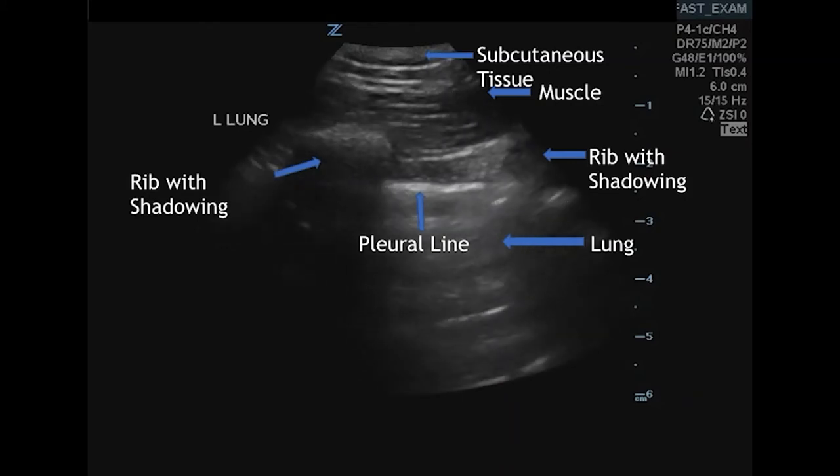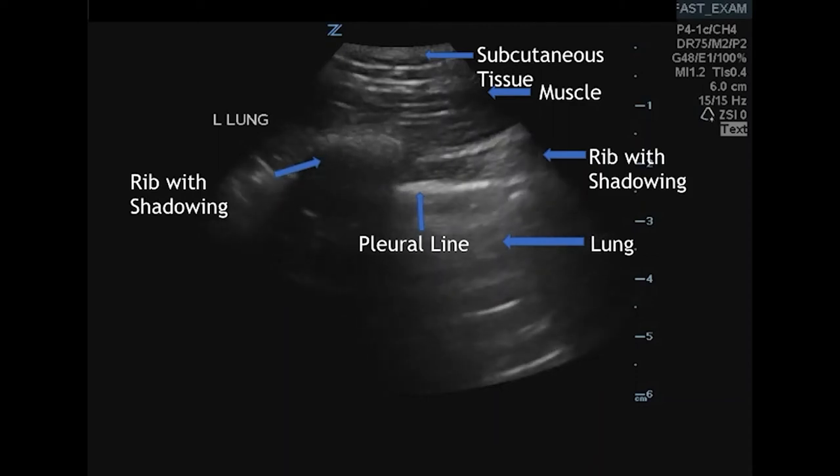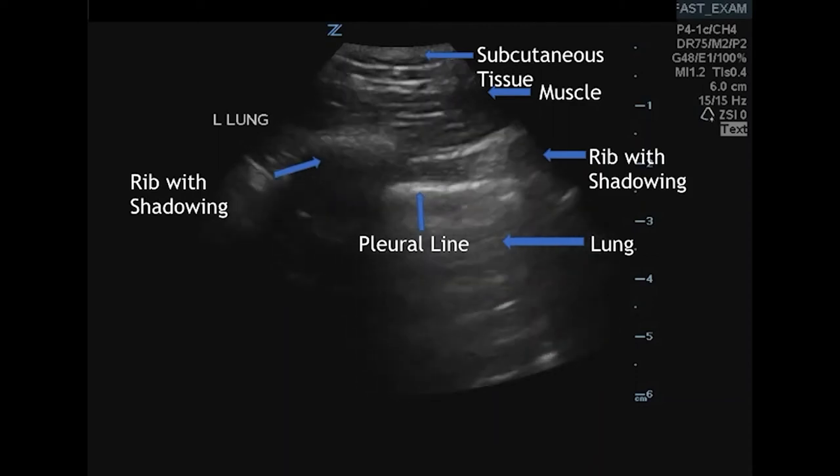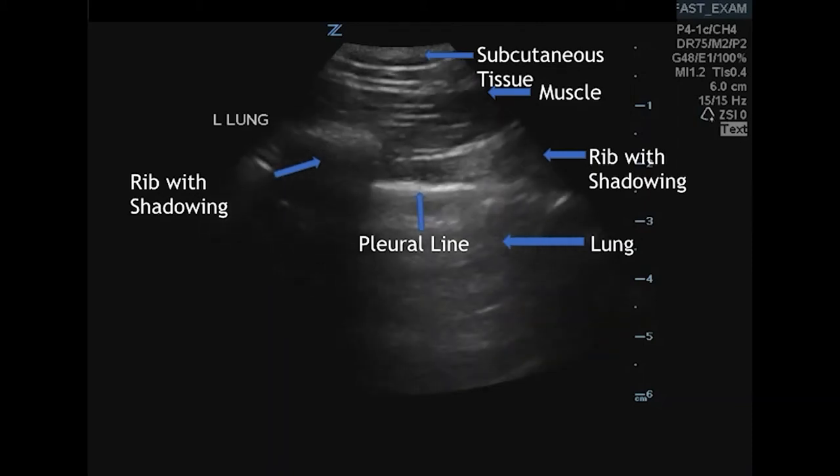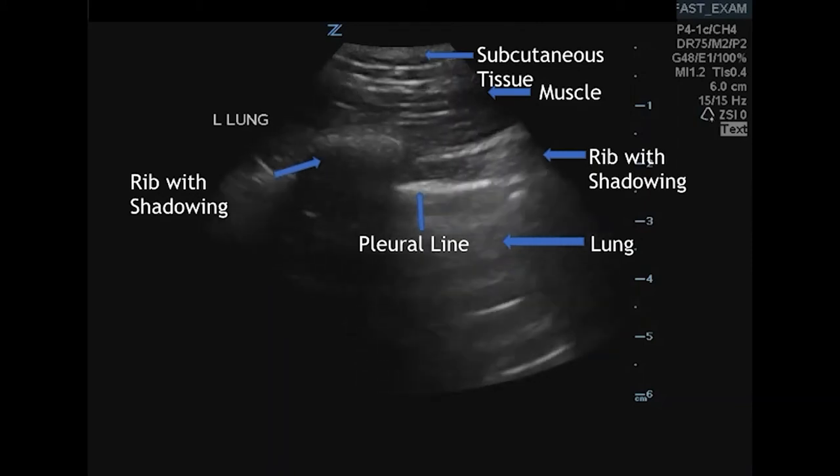As we move deeper into the chest, we then see the ribs. Superficially, ribs and bones appear hyperechoic or white, as the bone is dense and reflects the sound waves. Deep to the bone, we will see shadowing as no sound waves travel through the rib.